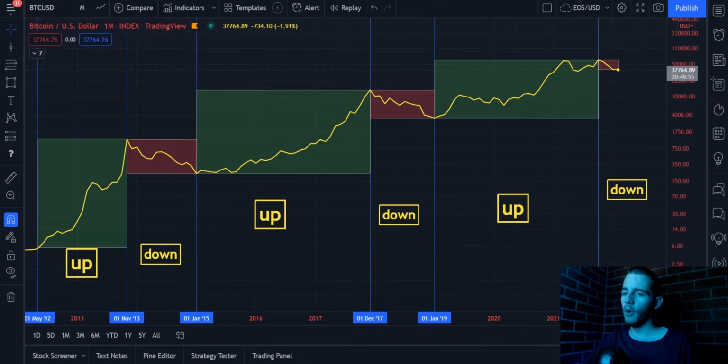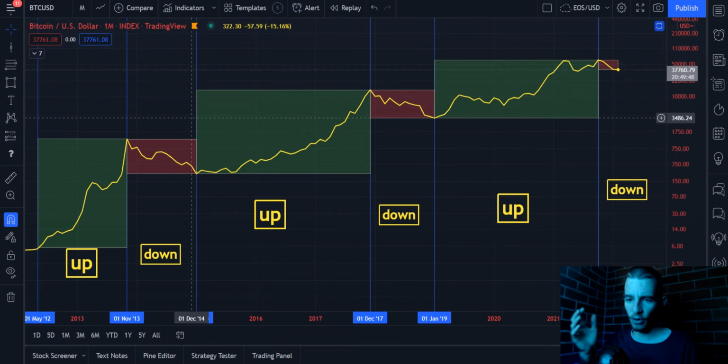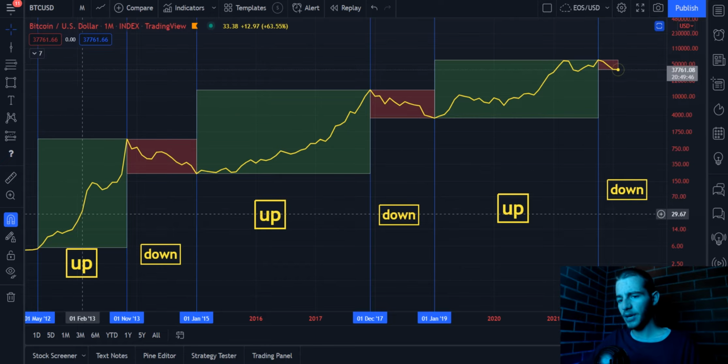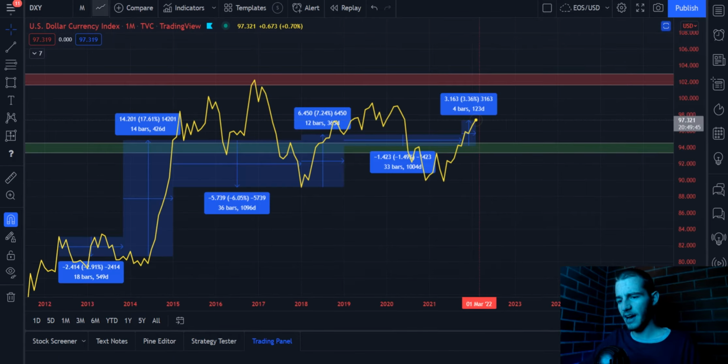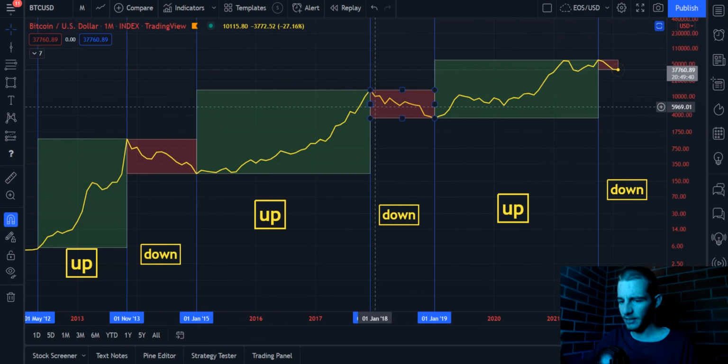And so, well, what is the correlation? A lot of people would ask, and there is a reverse correlation. So generally speaking, and I'll show you the evidence in a second, when Bitcoin goes up, the DXY is going down. When the DXY goes up, Bitcoin is going down, right? So let's look at the correlation now.